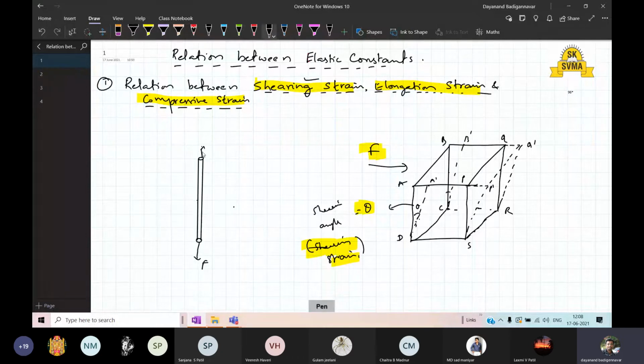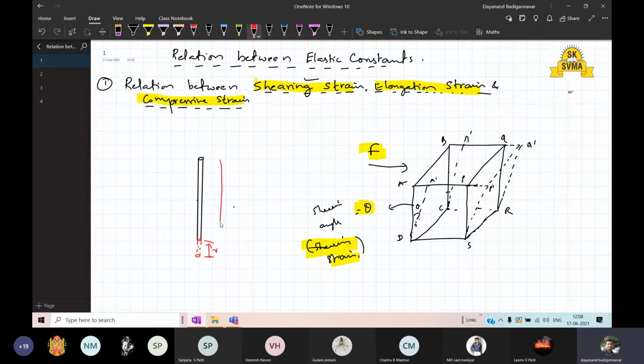Okay, I will apply the force only in this direction. Once I apply the force, there is an increase in the length of the wire. This is the increase that has taken place, this much is the increase. So this is X. You're getting the point. Now I can take the original length as L.